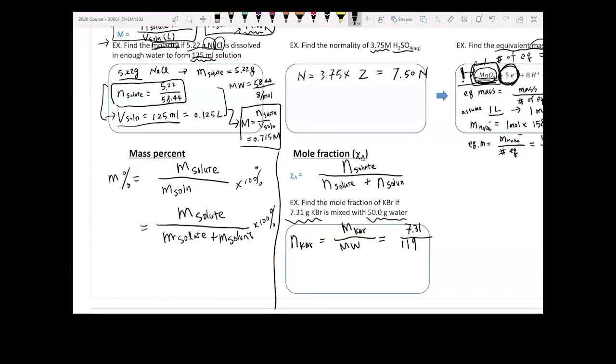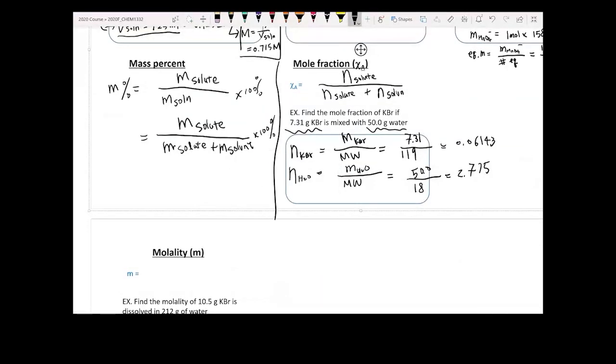This gives you a number of moles equal to 0.06143. Then you need to know the number of moles of your solvent. The solvent is your water. So the mass over the molecular weight of water, that equals 50.0 divided by 18. This gives you a number of 2.775.